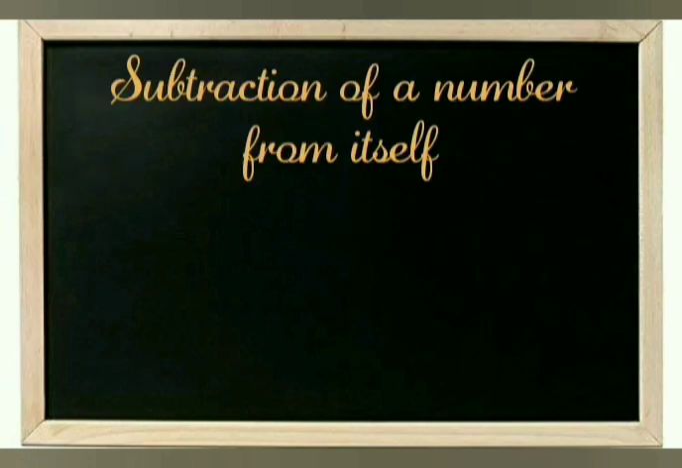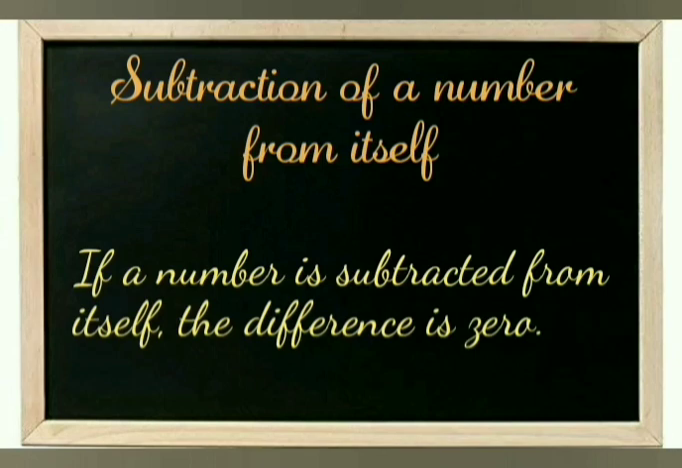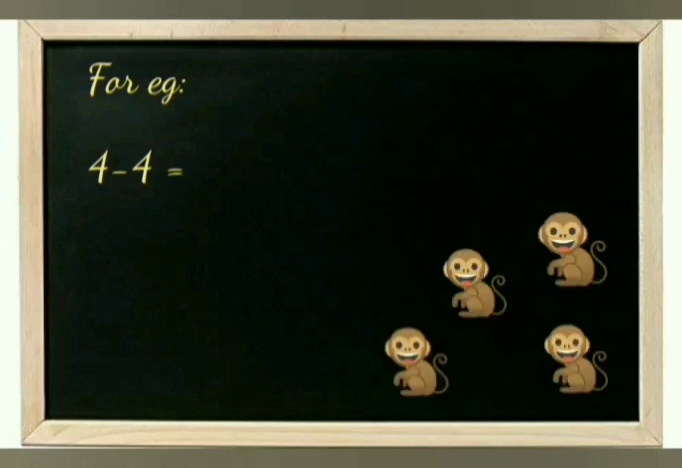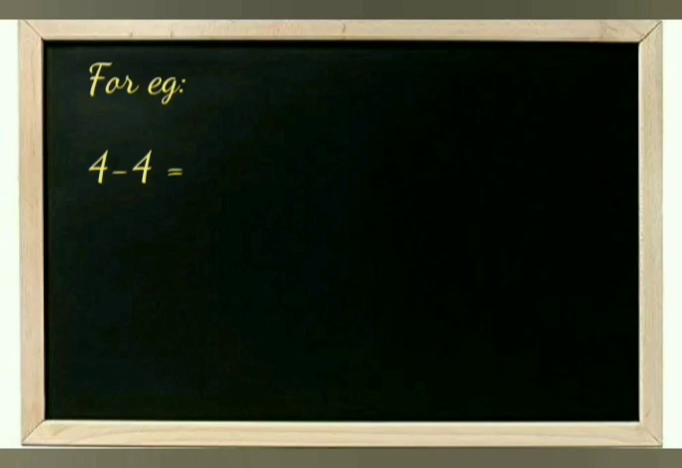Subtraction of a number from itself. If a number is subtracted from itself, the difference is 0. For example, 4 minus 4. Here we have 4 monkeys and a bunch of bananas. So, how many monkeys do you think will remain? Yes, it's 0. So when you subtract a number from itself, the result is 0.